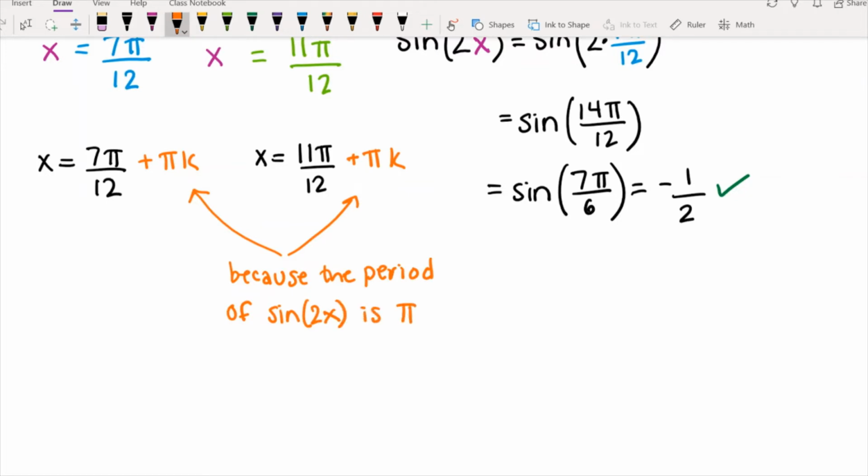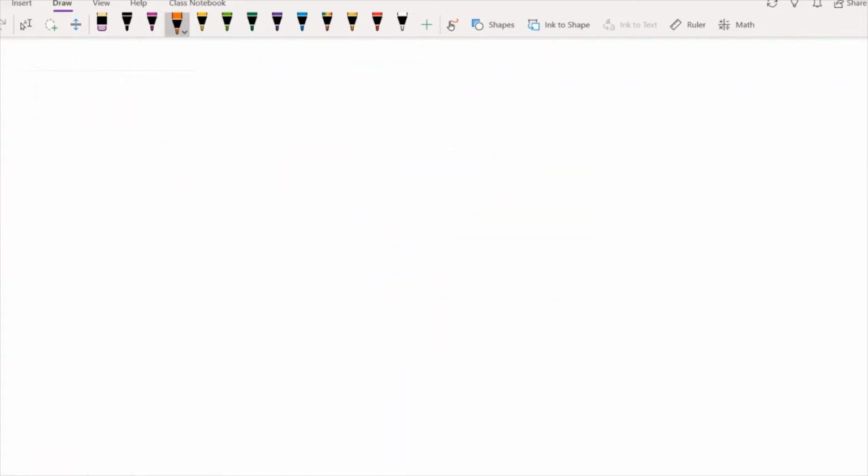And so in general, anytime we're solving these types of equations where the input is not just x, if we're going to describe all solutions, we can't just say plus 2 pi k. We have to figure out what's the period of this actual function I'm working with and add that instead. So I just want to quickly summarize that. And this is basically just a review from what we talked about before.